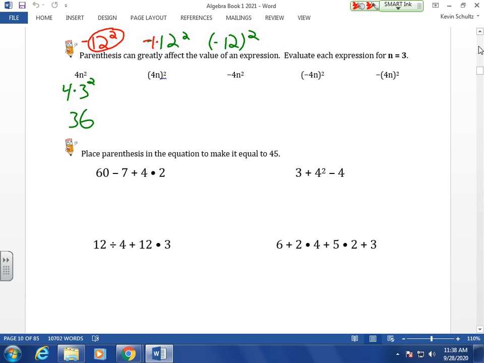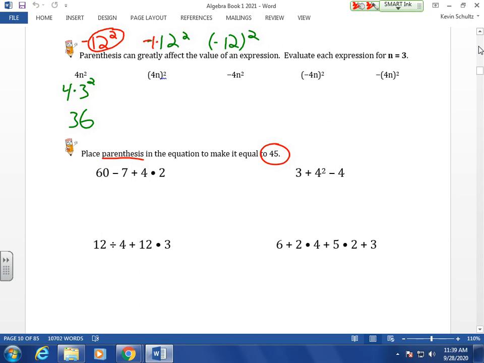Lauren? How would you do it's down below the parentheses, the 60 minus 7 plus 4 times 2? Yeah. Before we get to that, any more questions on this middle section here? Okay. So for the bottom section, you want each expression to equal 45. And you'll notice that as it's written, 60 minus 7 plus 4 times 2 doesn't equal 45. So what you need to do is place parentheses somewhere in the expression so that you change the order of operations the way they're written and thus make it equal to 45.